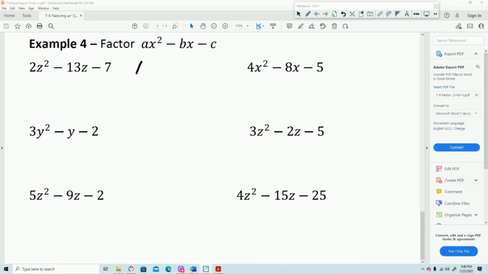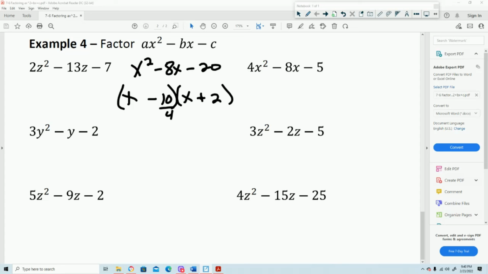Multiply. We get x squared minus 8x minus 20. Factor here. X. Okay, it's got to subtract to be 8, so that would be 10 and 2. That's got to be negative. That's got to be positive. Okay, bring the 4 back in here and here. So I've got x minus, when I reduce, it's going to be 5 halves. When I reduce, that's 1 half.